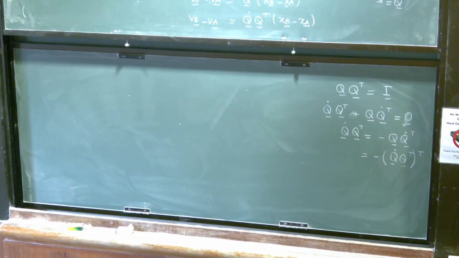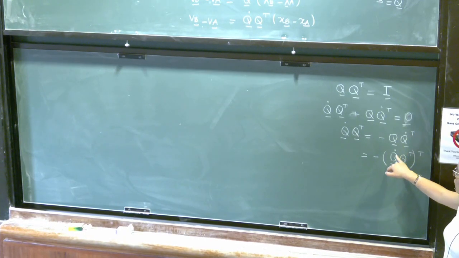Can anyone remind us what is the transpose of the product of two matrices? What is it? You flip them, right? It's B transpose, A transpose. So by this you can check that the transpose of Q dot Q transpose is indeed Q Q dot transpose.